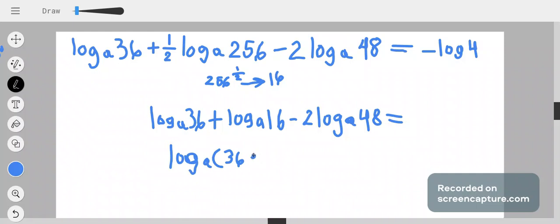We have to use the dot this time. I think I've been using the X. Have I been using the X? Probably so. But anyways, it should look like this. And then we know that 36 times 16 is going to give us 576.